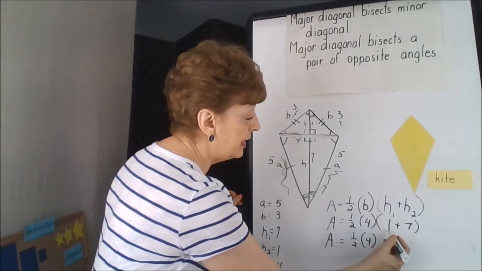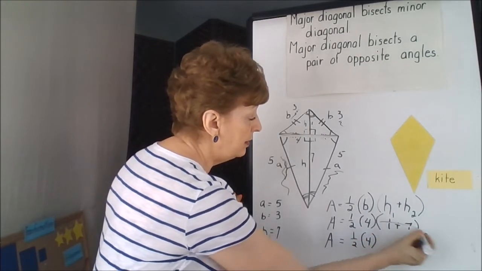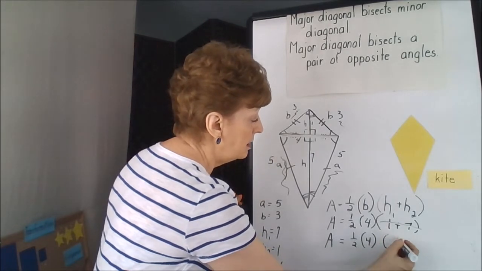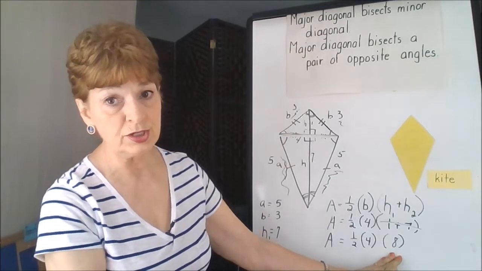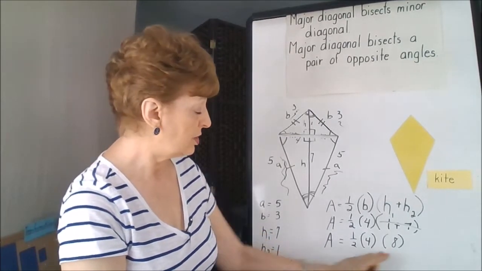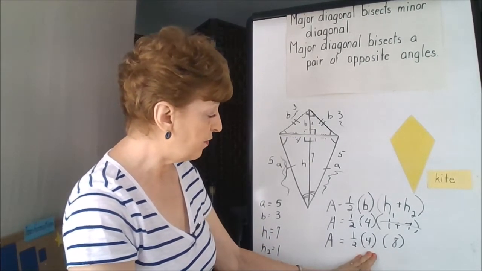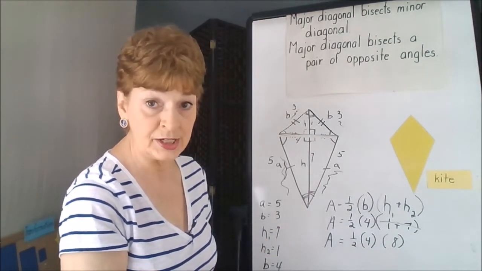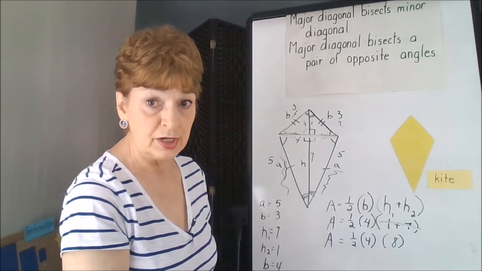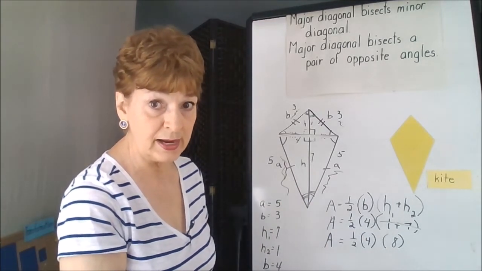Now we're going to actually calculate. 1 plus 7 is 8. So that comes down in a parenthesis. This parenthesis now turns into a multiplication symbol. So we have 1/2 times 4 times 8. Remember that multiplication is commutative. You can do it in any order and you're still going to get the right answer.